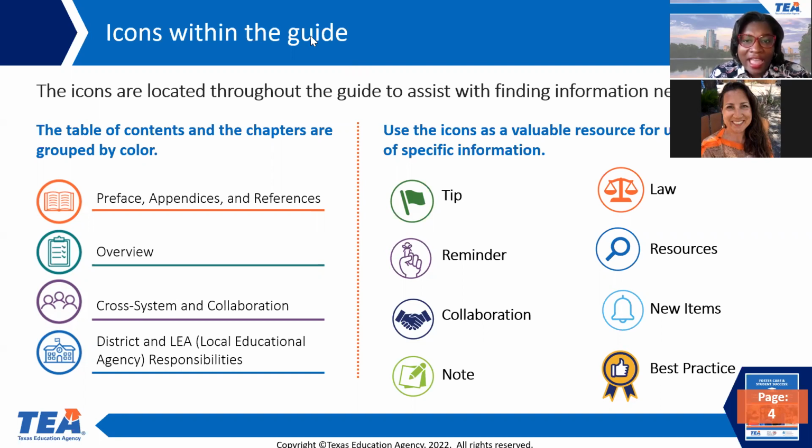We also have icons that are valuable resources for understanding specific information. We have an icon for a tip, icons for reminders, and icons for collaboration, which explain more of the reasoning and how you can collaborate with others. We have a note icon and a law icon, which will specifically tell you the law that applies to that area. Also, we have resources, new items, and best practice. We want to show you items that work well for others and information that you have given us, and we have included it in our guide.